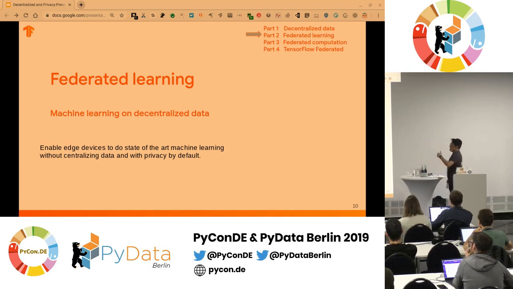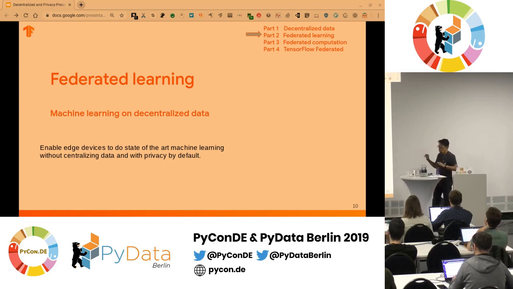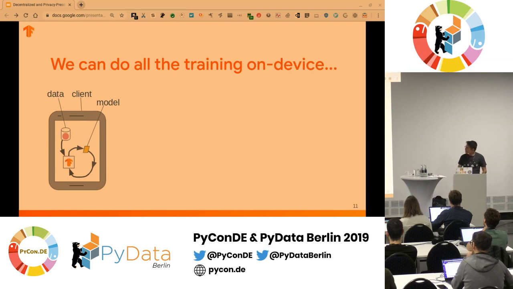So if I read from the slide, it basically says enable edge devices to do state-of-the-art machine learning without centralizing data. And obviously, if you don't centralize data, it's already one step in the direction of privacy. It's not everything, but it's one step in the direction of privacy. So privacy is by design in this technology. Privacy is by default because data never leaves the device, right? So we can do all the training on the device, which is established. This is something we can do.